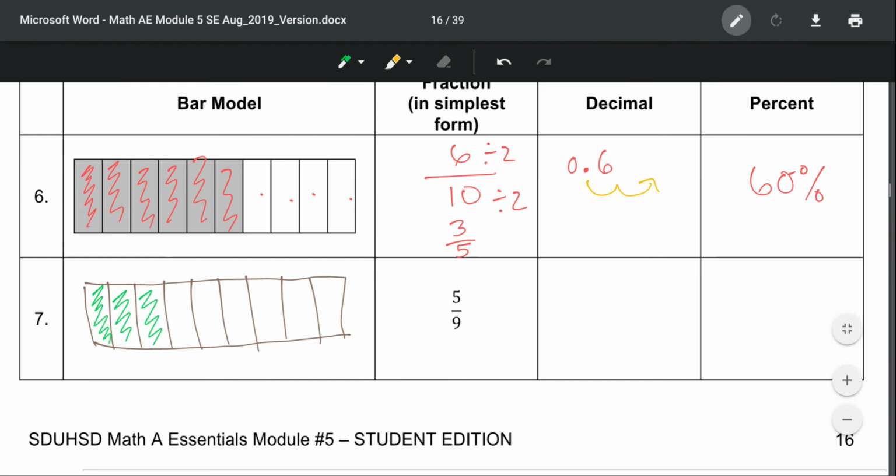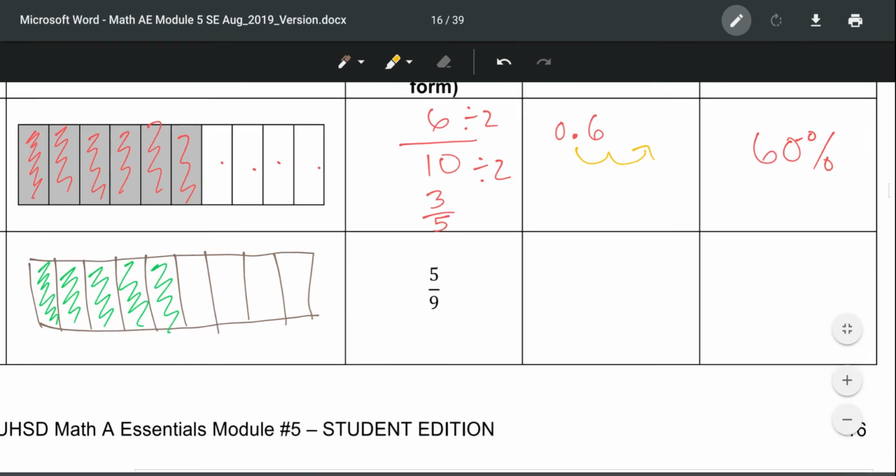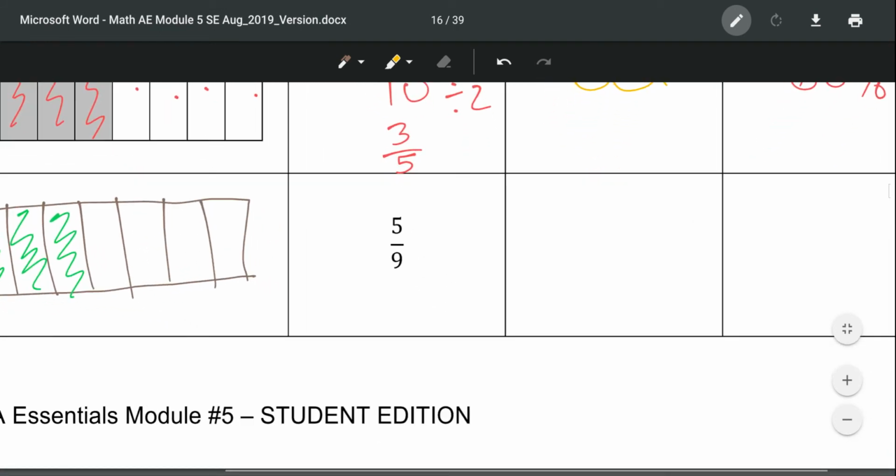2, 3, 4, 5. Okay, now to convert 5/9 into a decimal, divide the numerator by the denominator. So I'm going to divide 5 by 9. 9 doesn't go into 5 evenly, so add a decimal point, add a 0. 9 goes into 50 5 times. You get 45. Remainder of 5. 9 goes into 50 again 5 times.